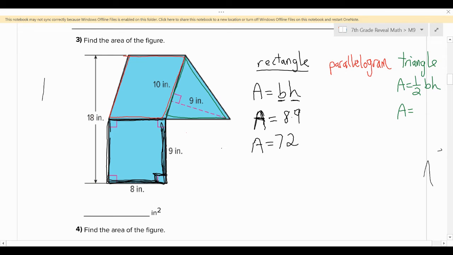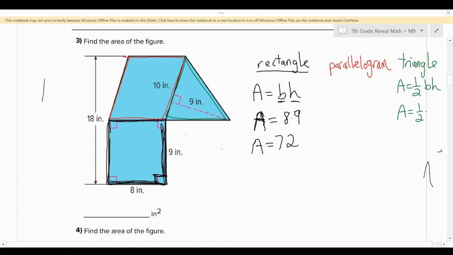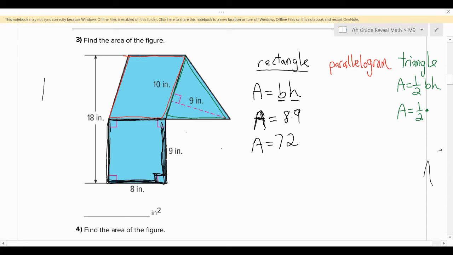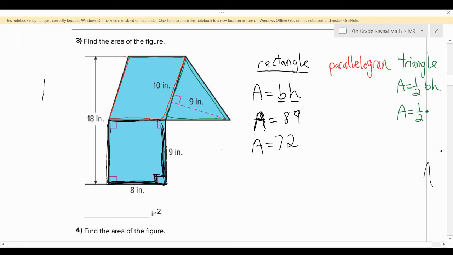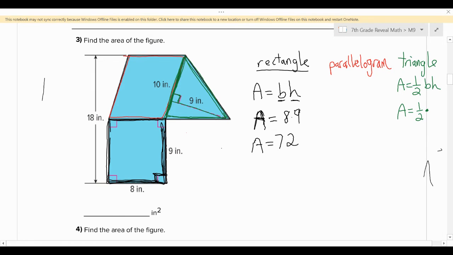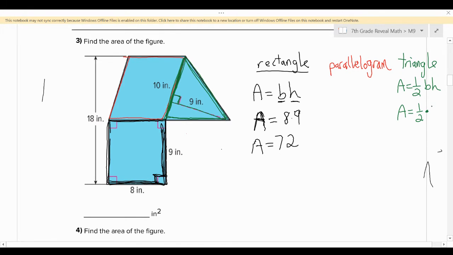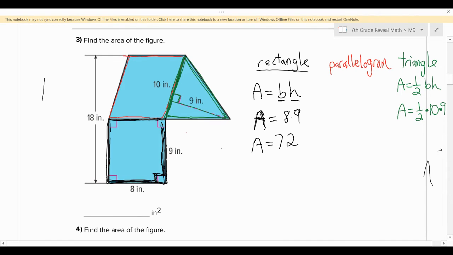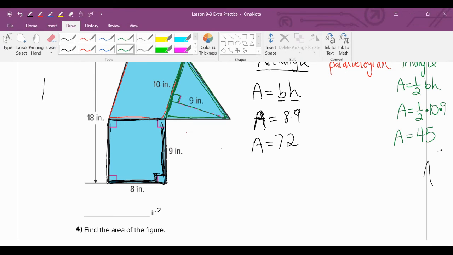All right. 1/2 base times height. So we can leave that 1/2, we bring that down. Now the base and the height of that triangle have to meet at a right angle. Inside this green triangle, I see the right angle here, and I see that this length of 9 connects with this length of 10. So those meet at a right angle. So that's going to be, let's see, 10 times 9. All right, I know 10 times 9 is 90. Cut in half is 45. So I'm on my way. I've got 2 out of 3 shapes done.